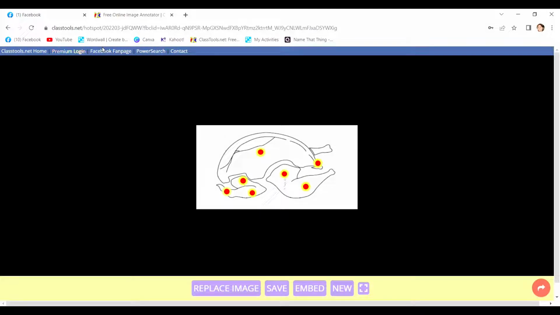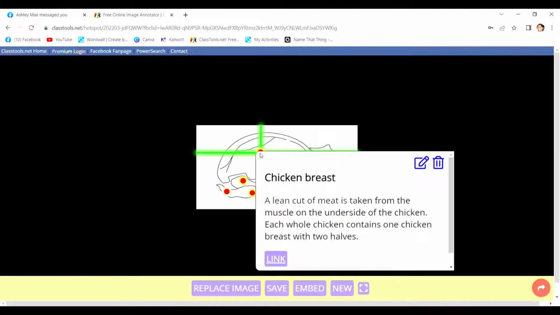For the review of the past lesson, we have the classtools.net using the hotspot activity. So here we have the whole chicken and its parts. Okay, so we have the chicken breast. As you point the hotspot, we have the name, the description, and the link where it is taken. So here we have the lean cut of meat taken from the muscle on the underside of the chicken. Each whole chicken contains one chicken breast with two lobes.